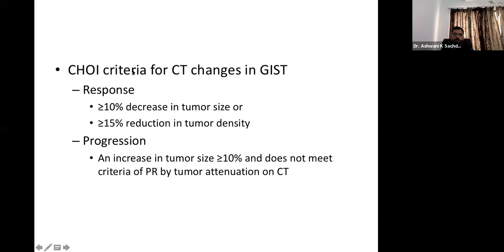And Choi criteria are used for CT changes in GIST. So response is more than 10% decrease in the size of the tumor or more than 15% reduction in the density of the tumor. And progressive disease is an increase in tumor size of more than 10%. Stable disease or partial response is less than this. So we should know the response and progression of the disease.